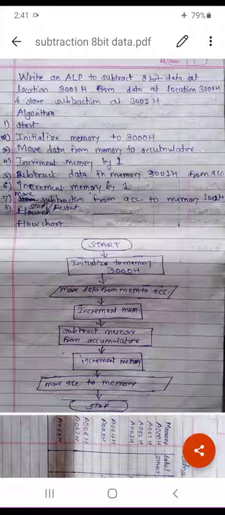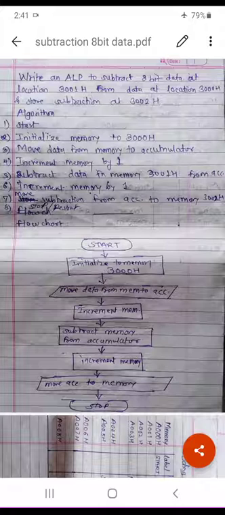So the first step is start. Then, as data is stored in memory, always remember that first we have to write the initialization of memory. Whenever data is stored in memory, this is a very important instruction. At least you will get 1 or 2 marks by writing this instruction. So first initialize memory to 3000 hex.